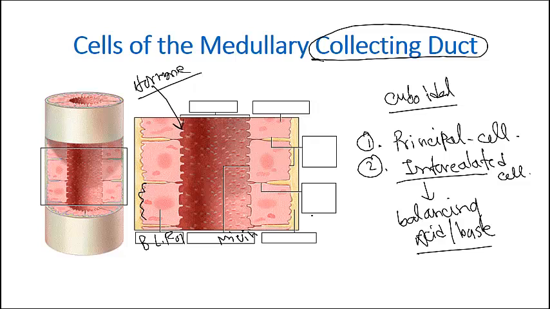In the medulla region, the principal cells are mostly cuboidal in shape, just like this one. The luminal and basolateral membranes are also relatively smooth compared to the collecting duct present in the cortex regions. The key feature of the cell is that they are also hormonally regulated in their permeability to water and urea, because this is the region through which the urea will pass.